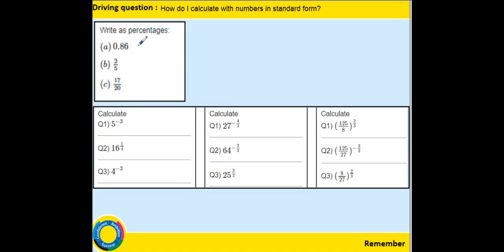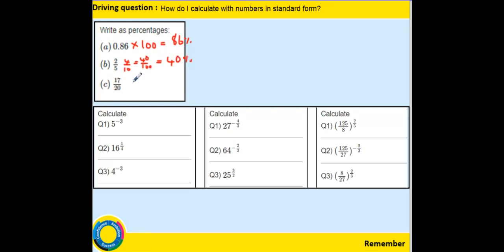Okay, 0.86 as a percentage, well, we're converting a decimal to a percentage, so we multiply by 100, and that would give me 86%. 2/5, there are two ways of doing this. I think the best is to convert it to a fraction over 100. So if we multiply that by 2, we get 4 over 10, and then if we multiply that by 10, to make another equivalent fraction, 40 over 100. Percent means out of 100. 40 out of 100 is 40%.